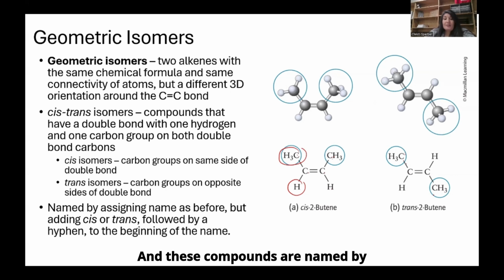And these compounds are named by assigning the name as before. So name the alkene via normal IUPAC rules, but add cis or trans followed by a hyphen to the beginning of the name. This indicates the orientation around the double bond.